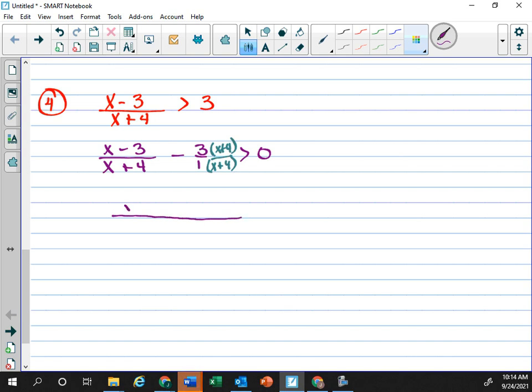So I've got x minus 3, and then if I distribute, this would be minus 3x minus 12, and that's all over x plus 4. This is greater than 0. So really, I've got negative 2x minus 15 over x plus 4 is greater than 0. That's what you actually have to do the number line for now. Okay? So I'll let you try from there.